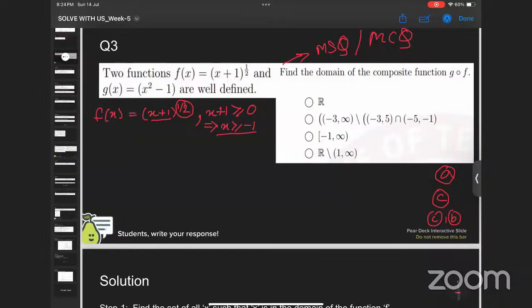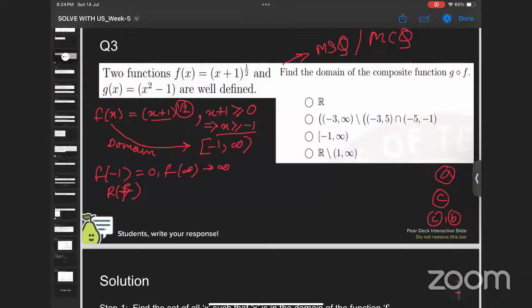So from this inequality, we can get the domain, right? This is the domain of f. And we can find the range also. If we put f of -1 here, then it will be 0, and f of infinity will be infinity, right? Ma'am, is the range of g of f and f of g the same?